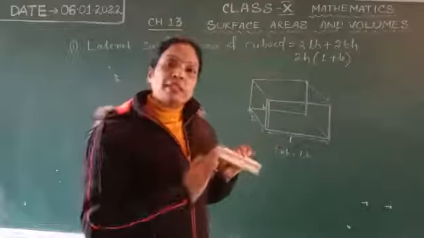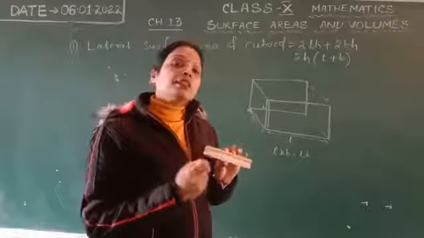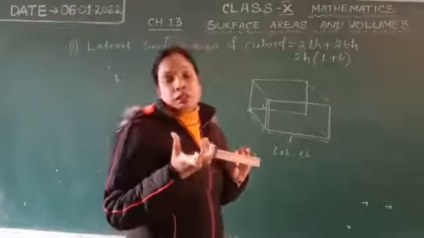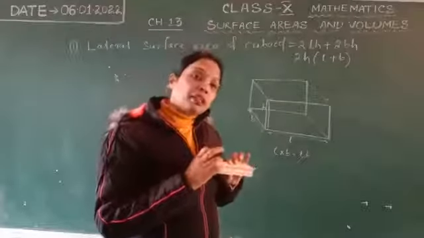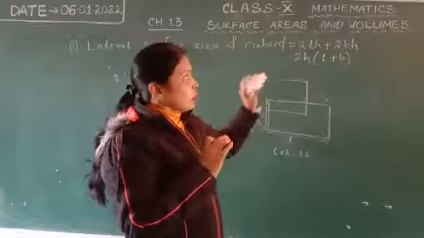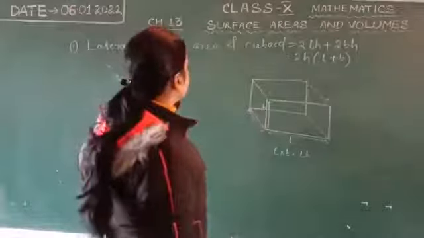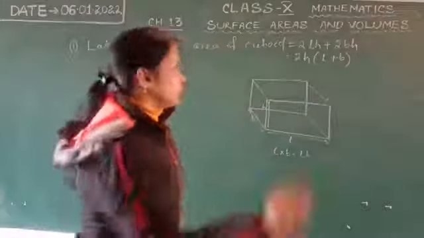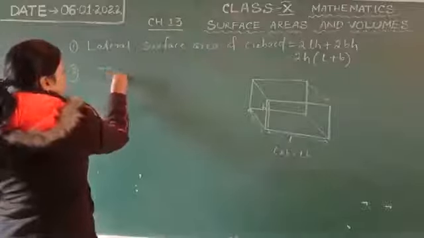This lateral surface area is also called the curved surface area, but in solids where the faces are curved, we say curved surface area. Here the faces are in the shape of rectangles, so these are called the lateral surface area. Second formula is the total surface area.